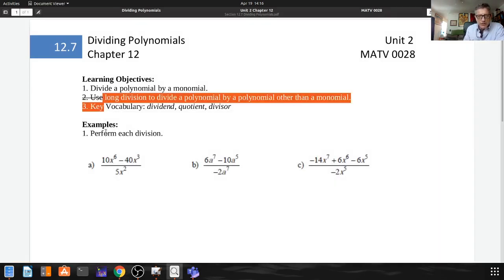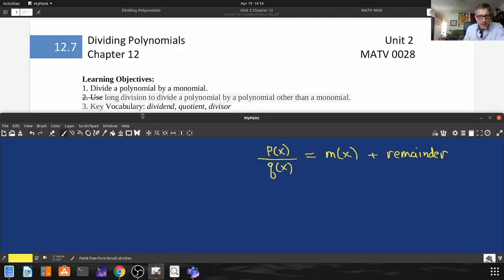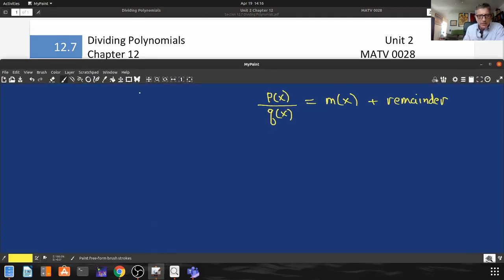So let's just remind you of some simple division here. Let's look at division by a number, something really simple, like maybe 25 divided by 7. Well, 25 divided by 7 is equal to 3 times 7 plus 4, where 4 is our remainder. So we're going to be doing the same thing. We're going to be dividing polynomials by other polynomials.